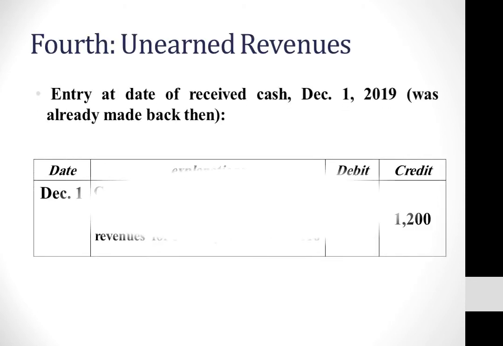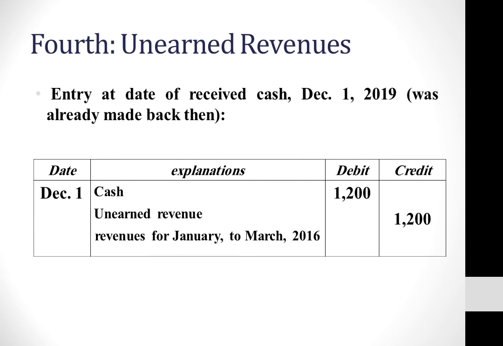So this is the journal entry previously made on December 1 to record receiving the cash amount in the debit, and unearned revenue was recognized for 1,200 in the credit. Why in the credit? Because it's a liability. Why is it a liability? Because we received this amount and we didn't deliver the service yet.